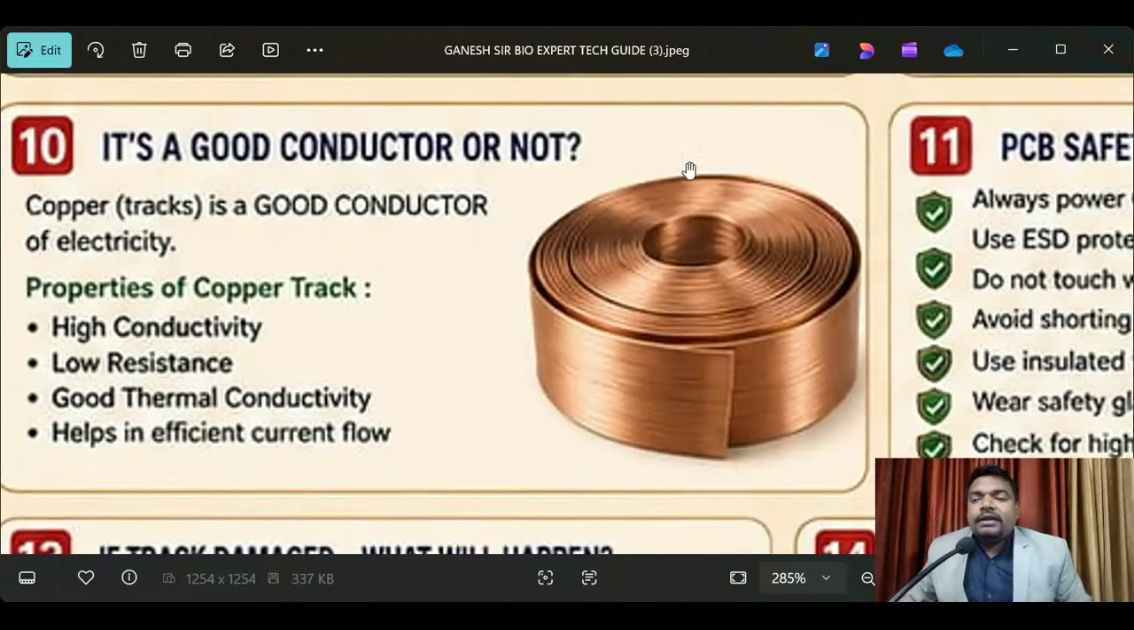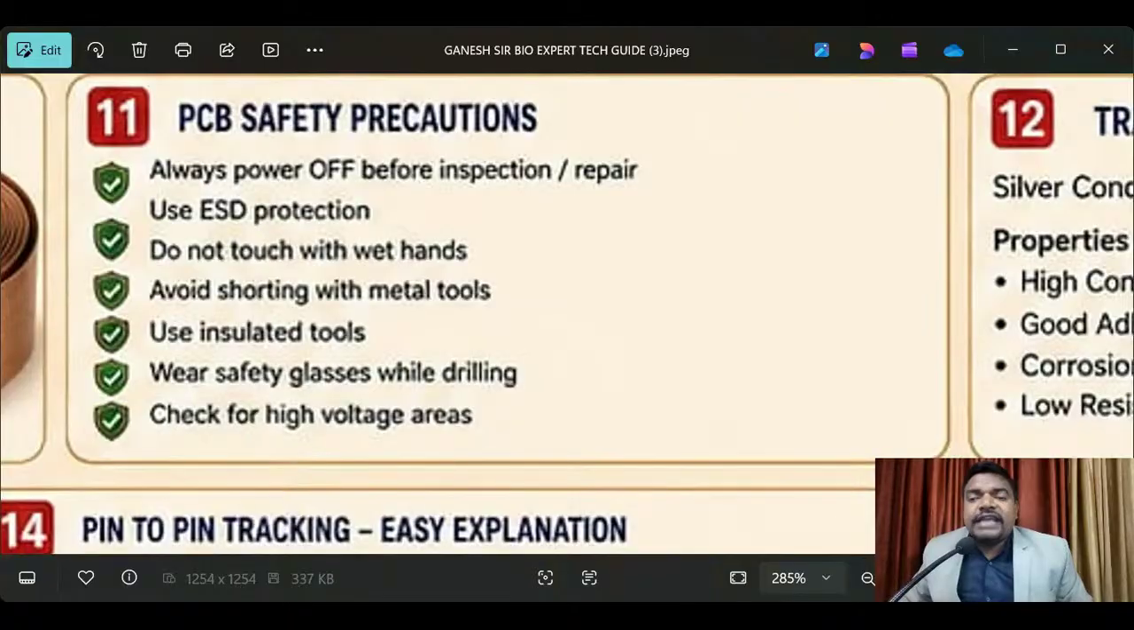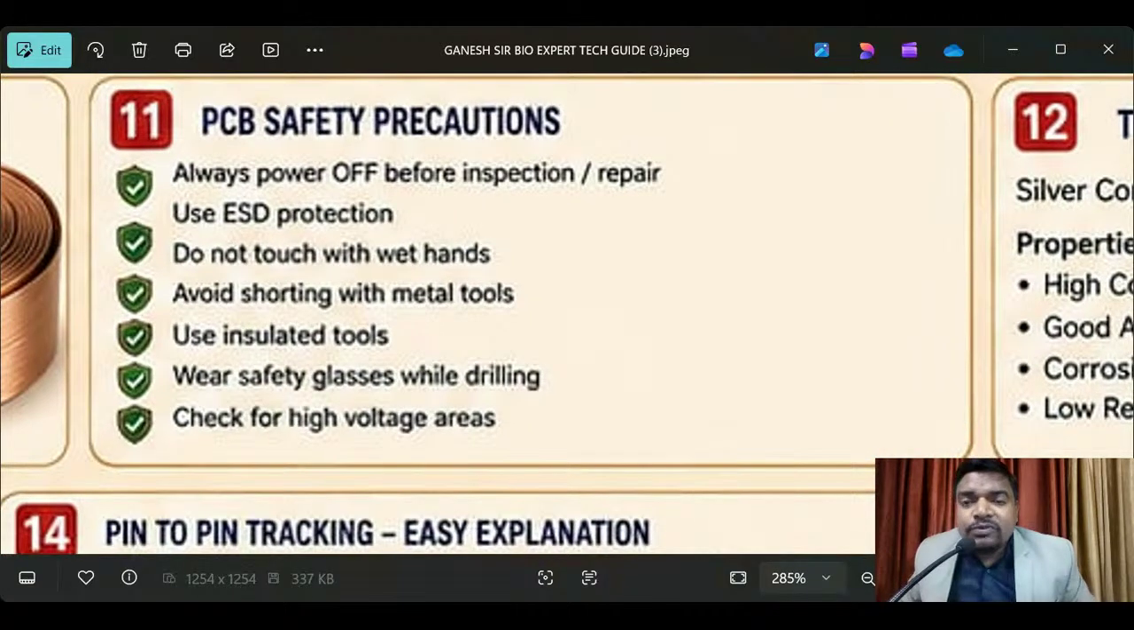Right. Now the 11th point. These points are very, very important, and they are going to create challenges in your life. Now, PCB safety precautions: see here, the 11th point, safety precautions, very, very important.